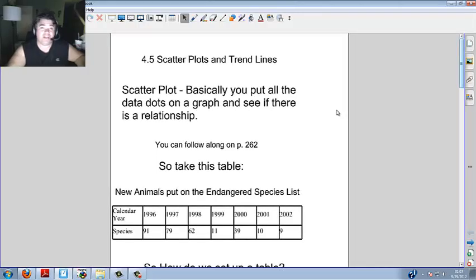Today, 4-5 scatter plots and trend lines. Why this information is more important than brakes on a buggy.